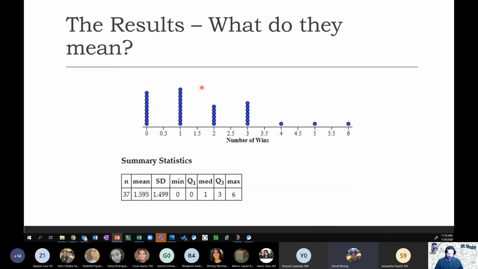Is that the same as 1 out of 6? No, it's like 1 out of 4 almost. Or it's between 1 out of 4 and 1 out of 3, right? 1 out of 3 would be like 33. 1 out of 4 is 25, right? So we're somewhere in between, right?